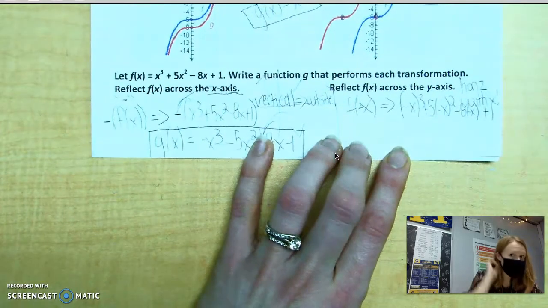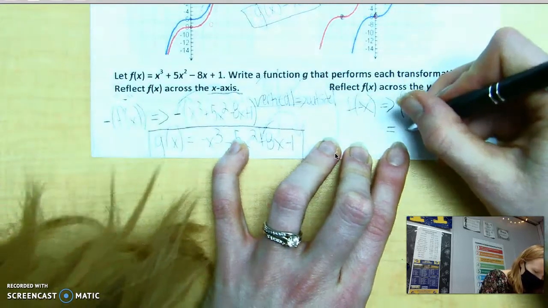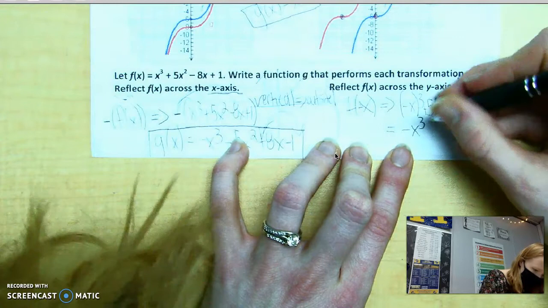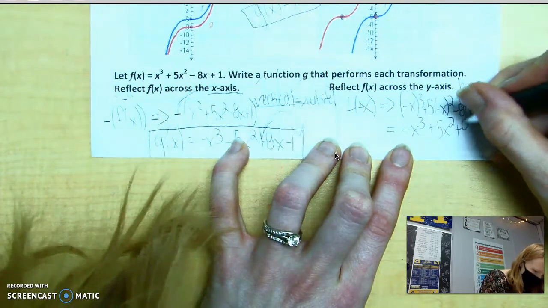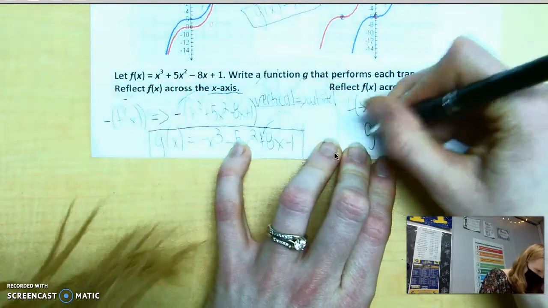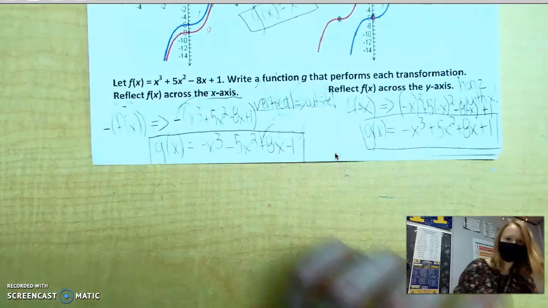And a lot of you are going to say, well, doesn't that make it be the same thing? Well, no, not really. Negative x cubed would become a negative and then x cubed, but negative x squared would become positive. So we'd still have a positive 5x squared. Negative times a negative is a positive 8x, and then I'd get plus 1. And that will be my new function, g of x.